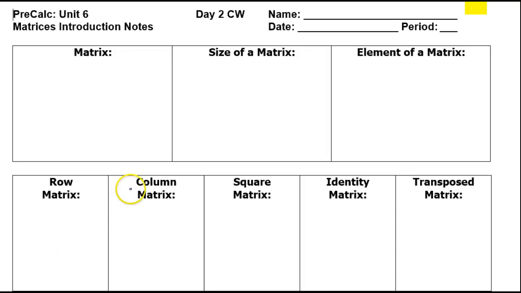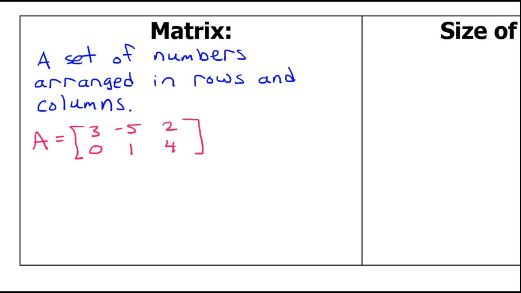This video will be an introduction to matrices, and we will cover some of the concepts listed here on the screen. A matrix is a set of numbers arranged in rows and columns. For example, this is matrix A that I just made up off the top of my head. It has two rows and three columns.